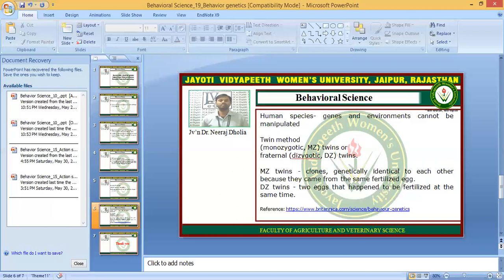Likewise, there are dizygotic twins. The two eggs that happen to be fertilized at the same time give dizygotic twins, and they have lower genetic identity than monozygotic twins.